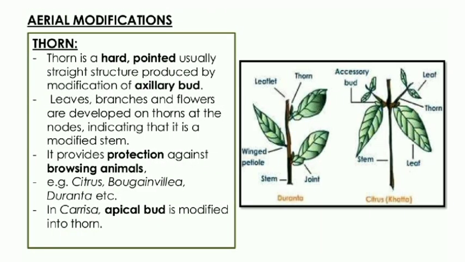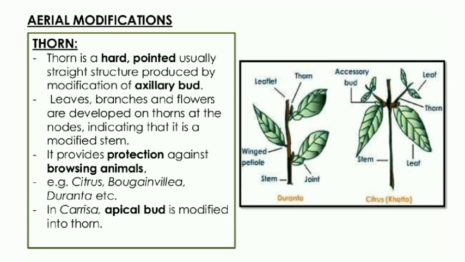Okay. Next modification of the aerial stem is a thorn. Here, a thorn is a hard, pointed, usually straight structure. You can see in the diagram a hard, pointed, usually straight structure produced by the modification of the axillary bud. The axillary bud modifies into a hard, pointed, spiny structure.